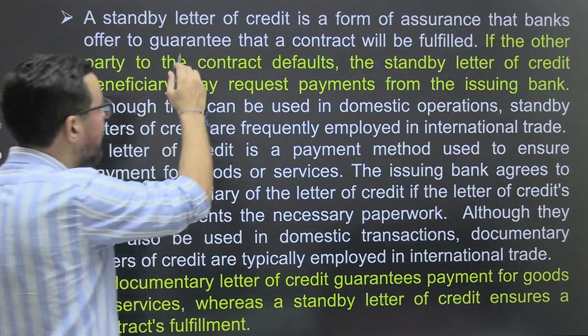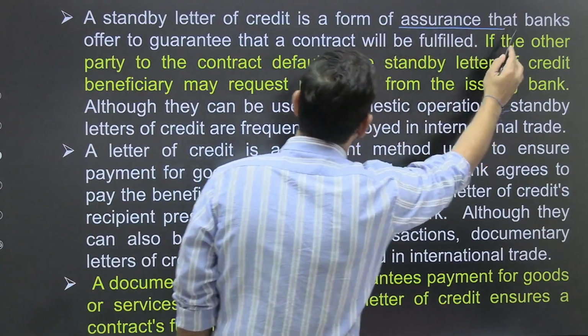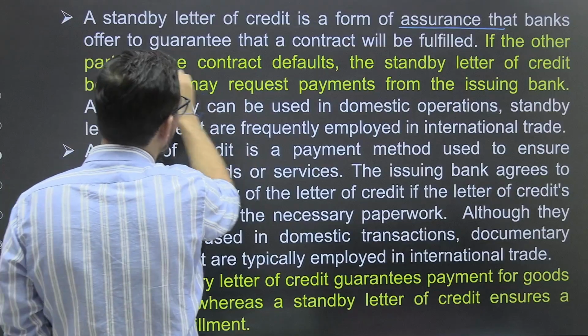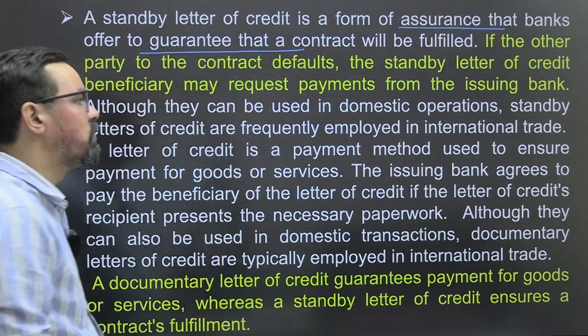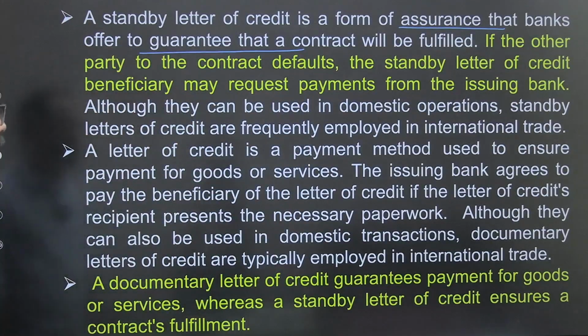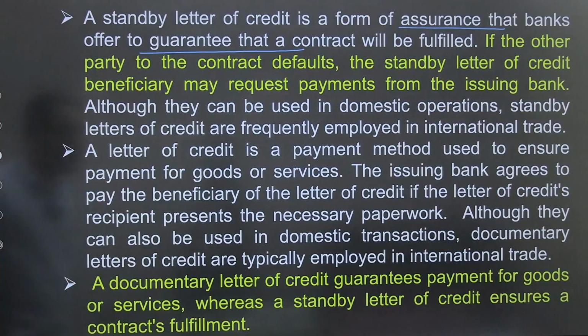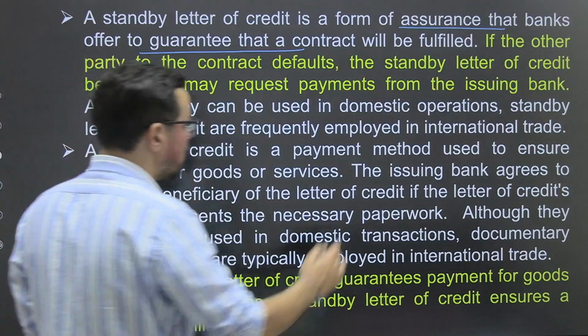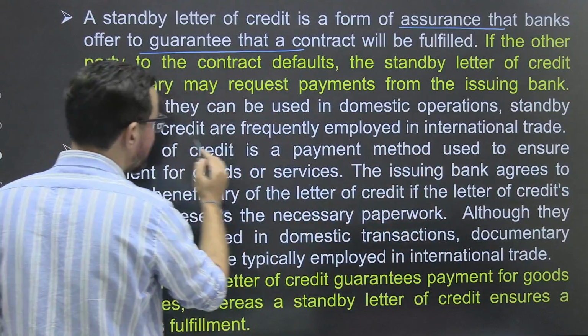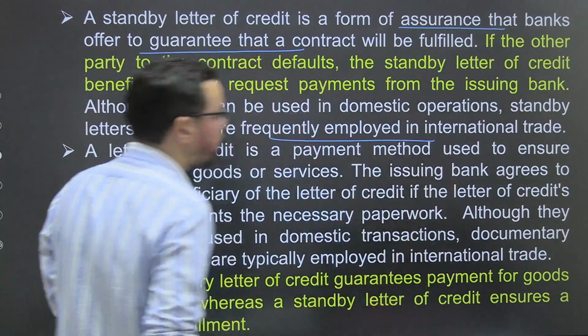So a standby letter of credit is a form of assurance that bank offer to guarantee that a contract will be fulfilled. If the other party to the contract default, the standby letter of credit beneficiary may request payment from the issuing bank. Other party मतलब आपका जो buyer है. Although they can be used in domestic operation, standby letter of credit are frequently employed in international trade.